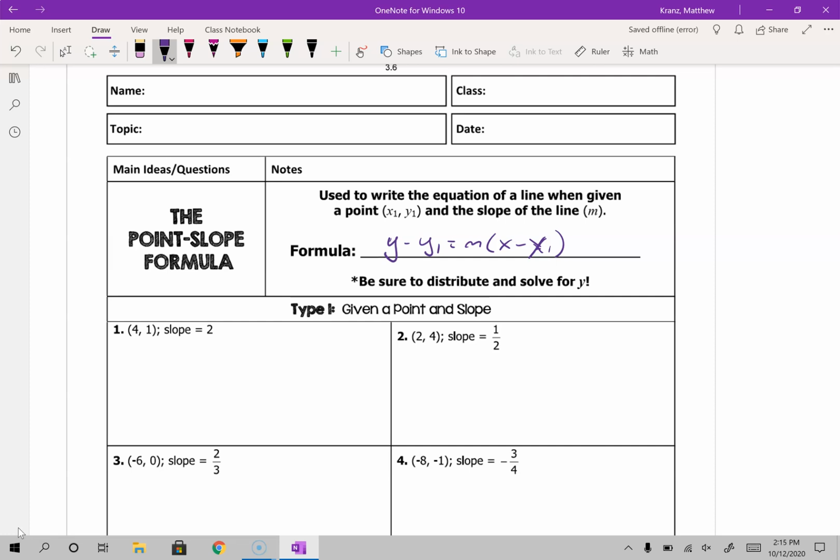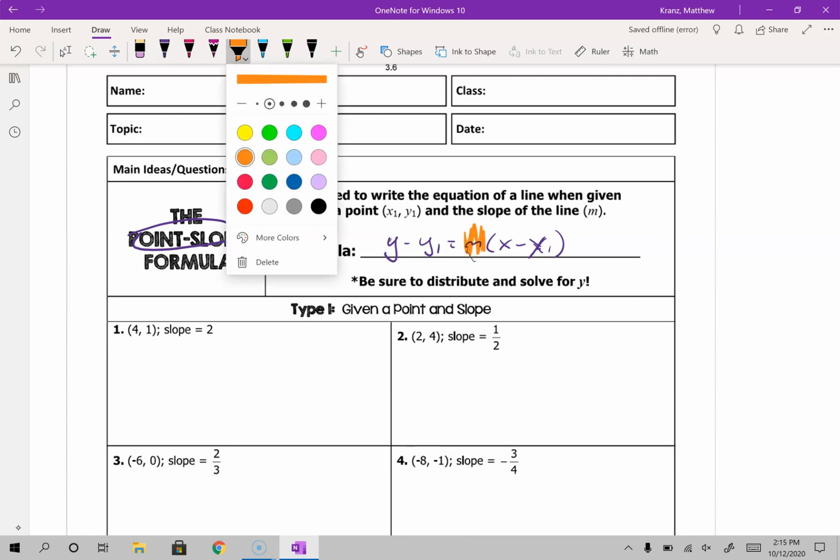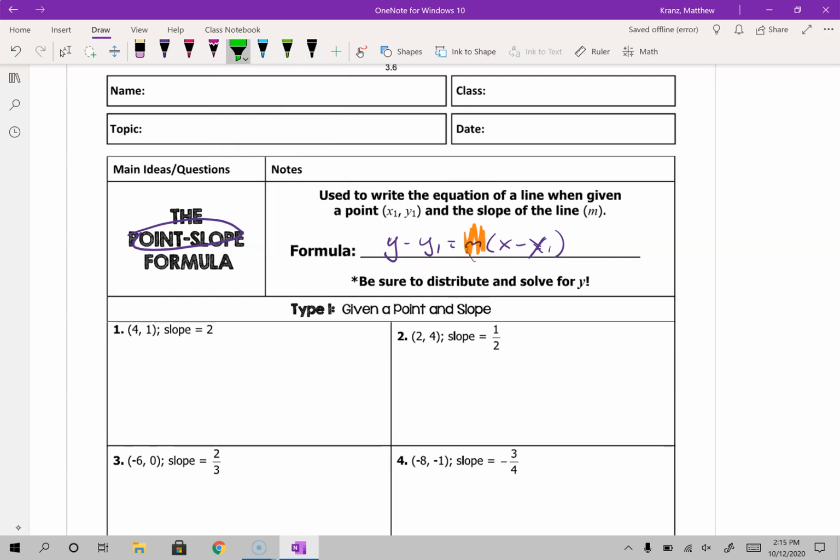And to have the point-slope formula, basically you need to have a point and a slope. And you go ahead and you put it in this formula. So m right here is your slope, and your point, your x and the y of your point is right here, y1, x1. So let's look how it works.